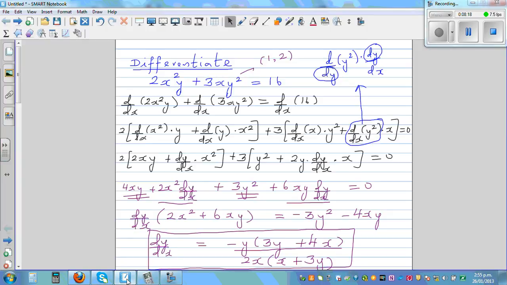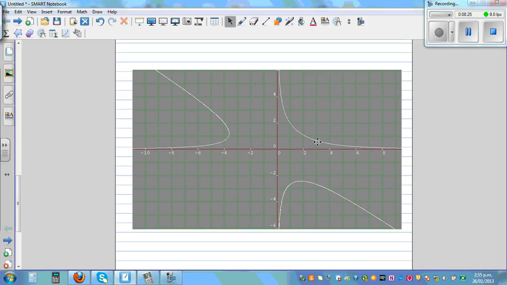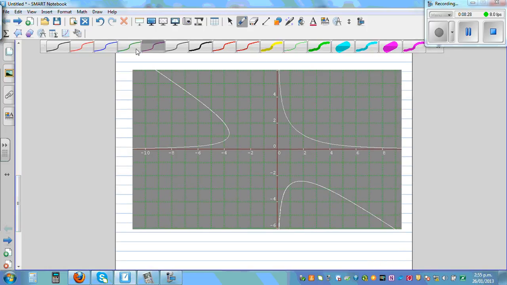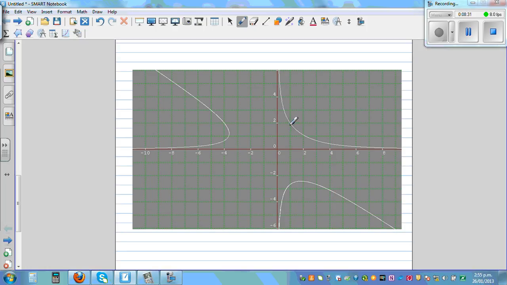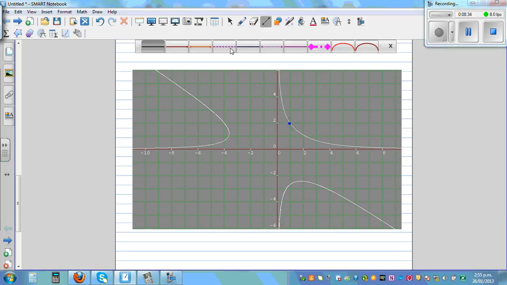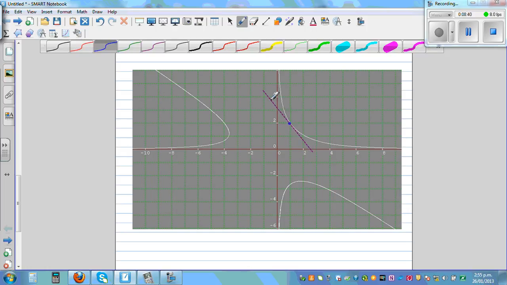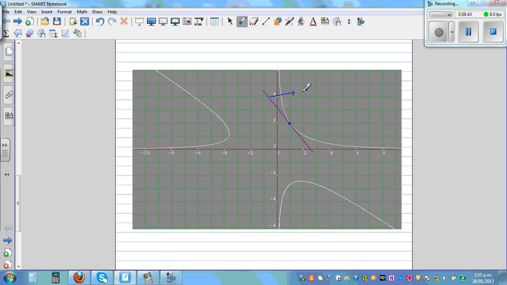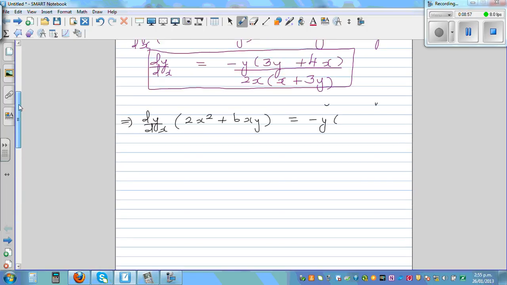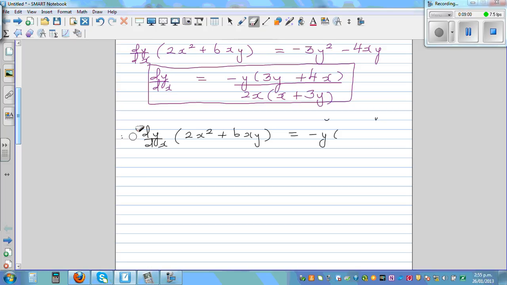So this is at 1, 2. I've taken the screenshot. So this is the point I'm talking about. This is 1, 2. And if you draw a tangent, it is like this. And the equation of this tangent, according to Graphmatica, is y is equal to minus 1.43x plus 3.43. So let's confirm that, so that way we can also confirm whether our derivative is right.